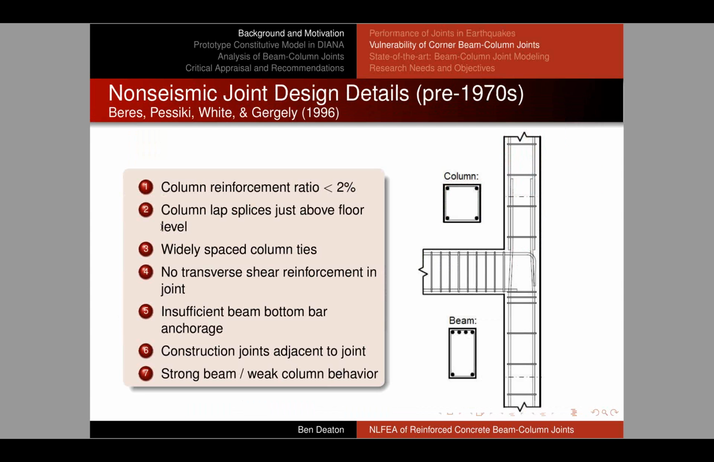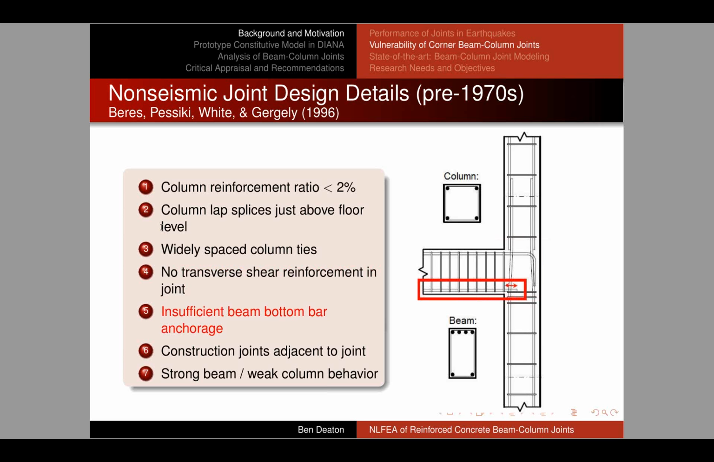But it's not only that. Barris et al. identified 7 deficient design details common to pre-1970s gravity load design frames. And instead of going through all of these, I'd like to draw your attention to 2 of them that are important for our discussion today. The fourth being the complete lack of transverse shear reinforcement in the joint core. So notice there's no ties in the joint region. And number 5, insufficient beam bottom bar anchorage.